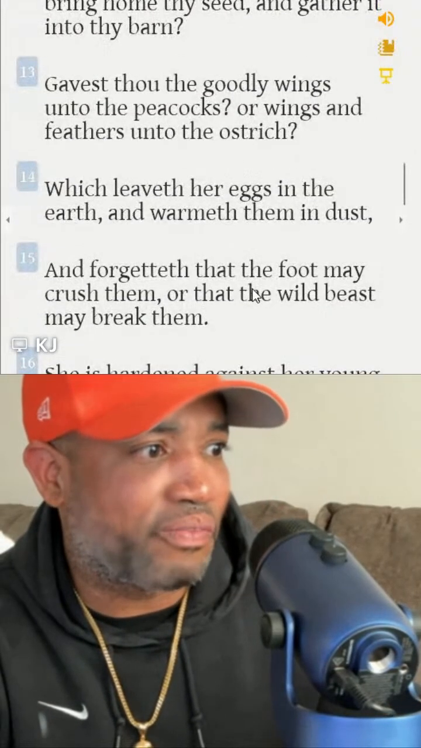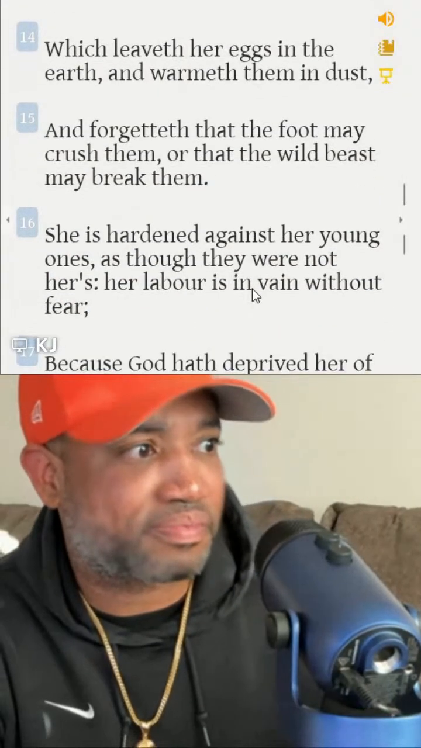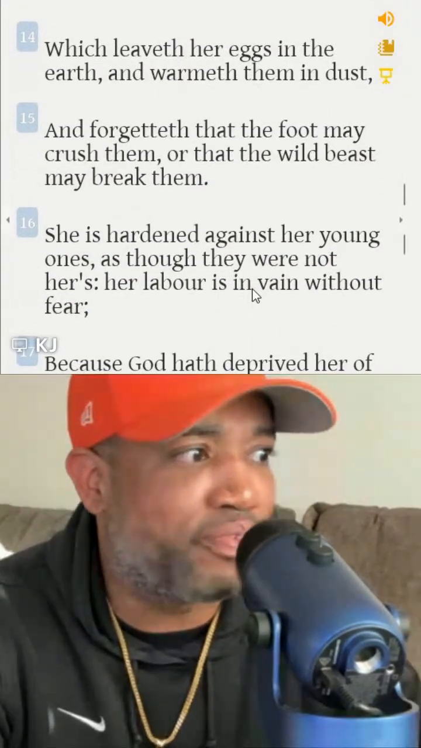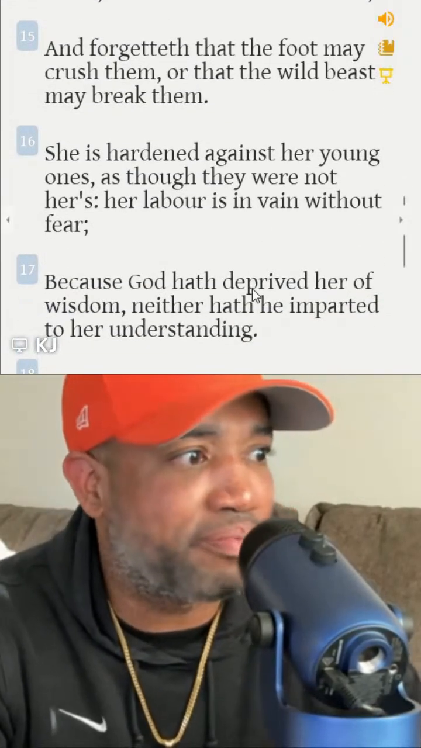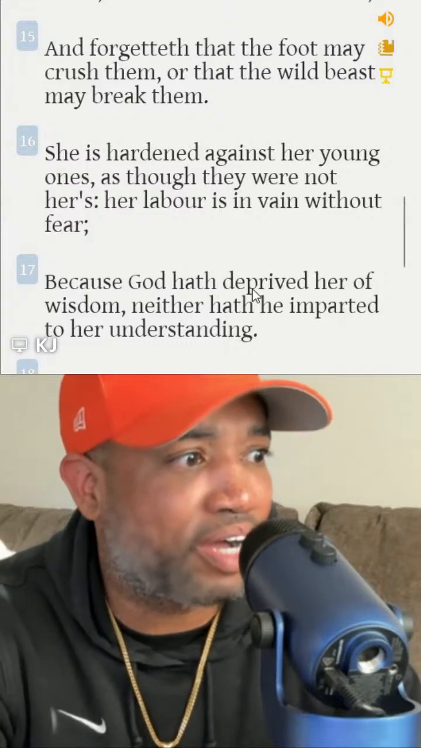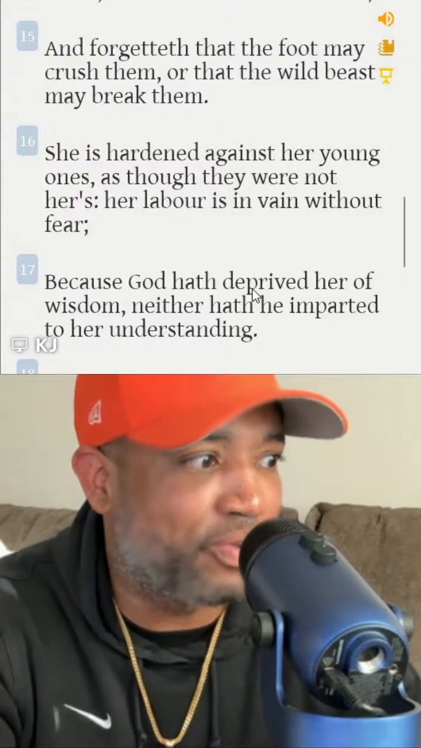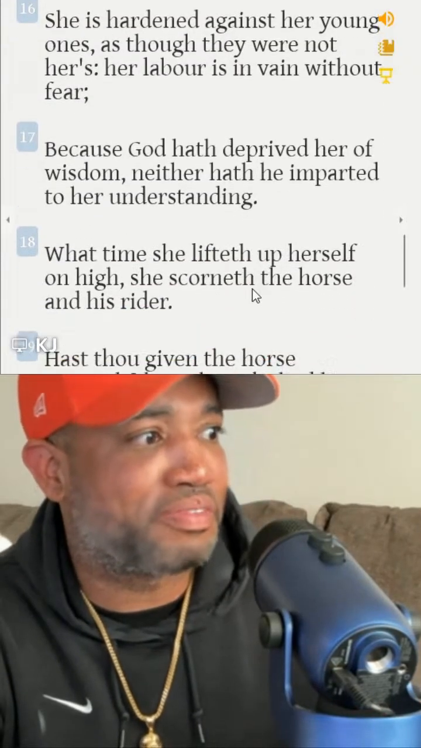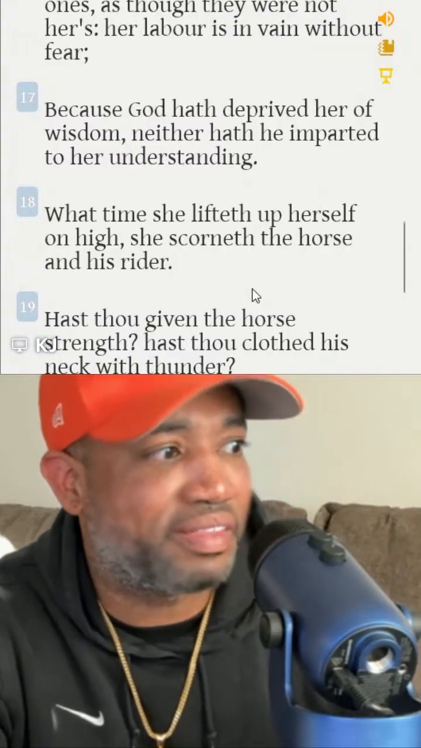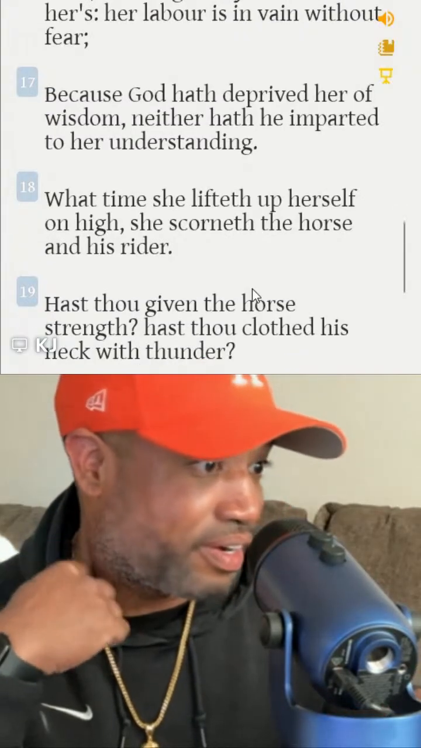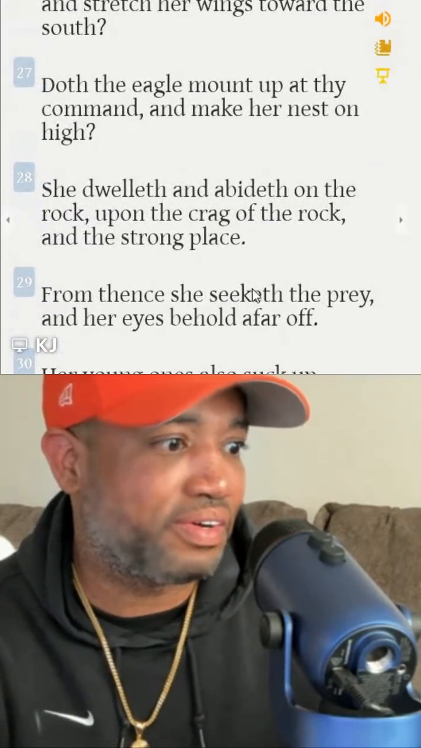Gavest thou the goodly wings unto the peacocks, or wings and feathers unto the ostrich? Which leaveth her eggs in the earth and warmeth them in dust, and forgetteth that the foot may crush them, or that the wild beast may break them. She is hardened against her young ones, as though they were not hers. Her labor is in vain without fear, because God hath deprived her of wisdom, neither hath he imparted to her understanding. All right, so God is still going in.